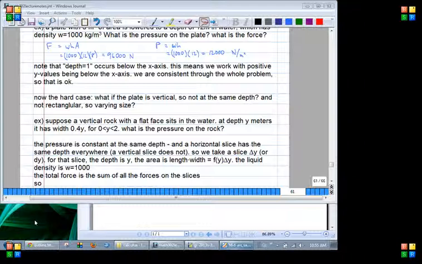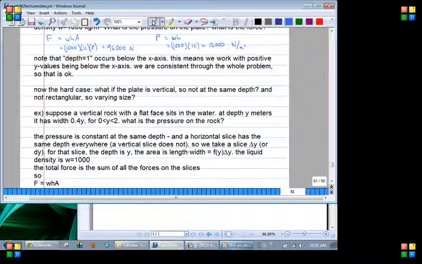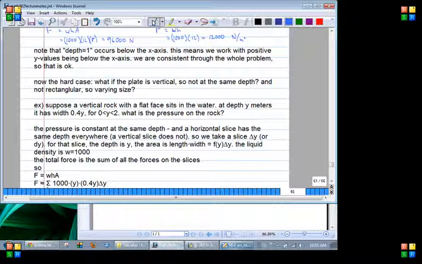We know what the force is on a little slice that's delta y or dy. So if we want the total force, we add up all the little forces. Force is WHA. So on each slice, the force is the density times the depth. Density 1,000, depth y, and area, which is 0.4y times delta y.